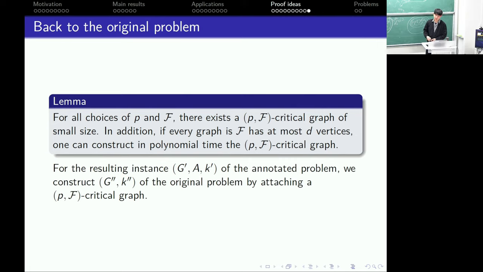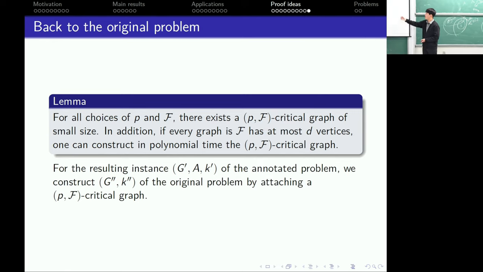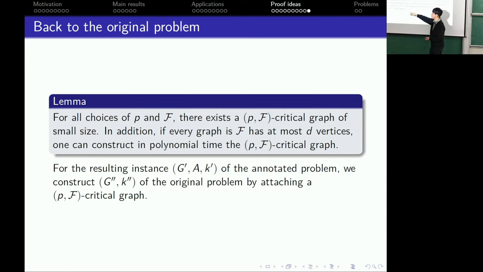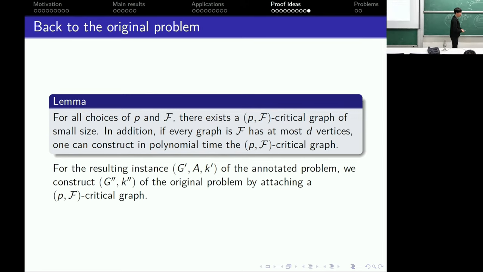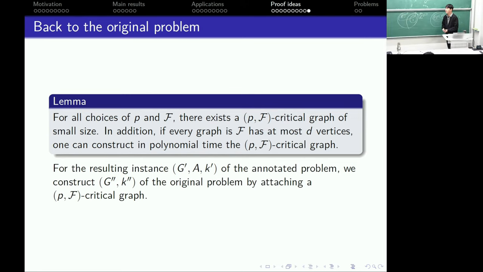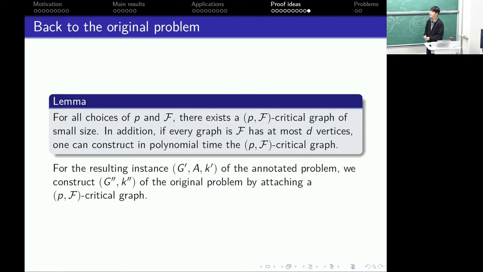And we can actually show that one can construct the PF critical graph in polynomial time when F has at most d vertices. So by attaching this graph as a gadget to this instance, we can construct the small instance G double prime, comma K double prime for the original problem. That's how we get an almost linear kernel for the first problem.